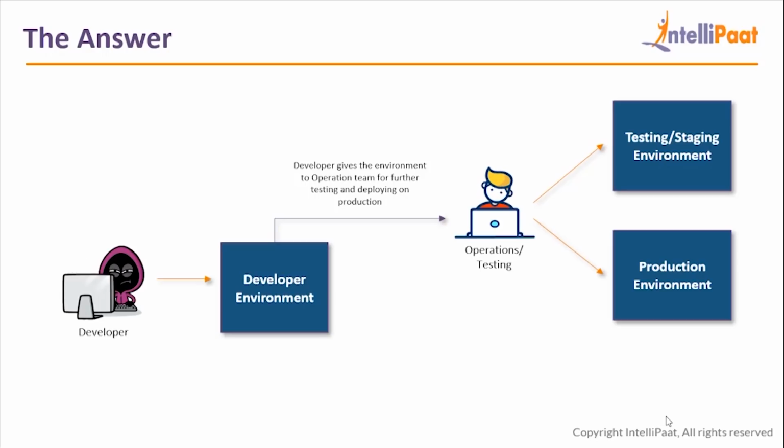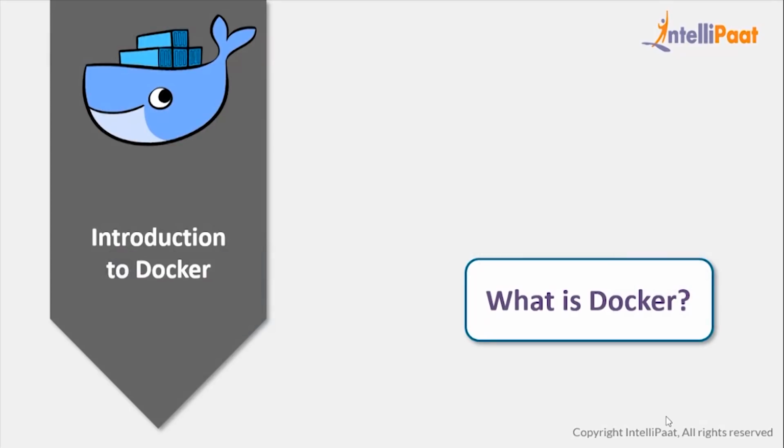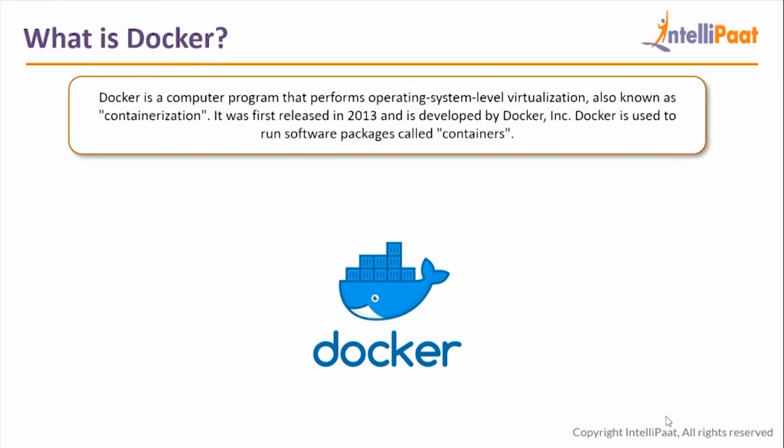Right? So the answer was that all the environments, the developer environment, the staging or testing environment, the production environment, are now going to be the same, right? And this was possible using Docker. So what is Docker? Docker is basically a software which helps us create this wrapper around the files of a code, the operating system, and the libraries that are required for a particular code to work, right?